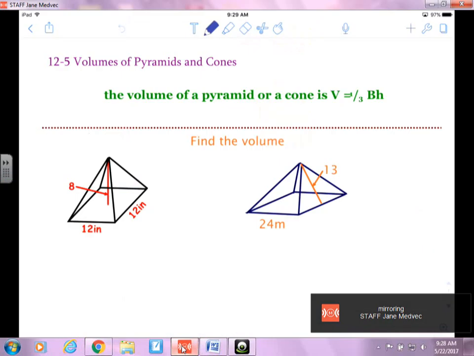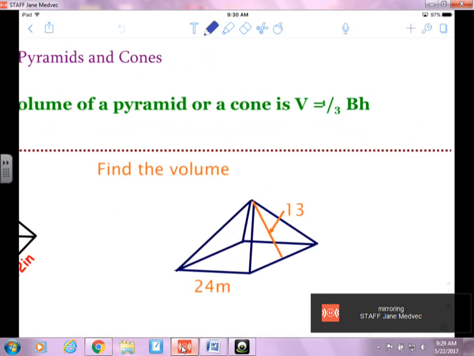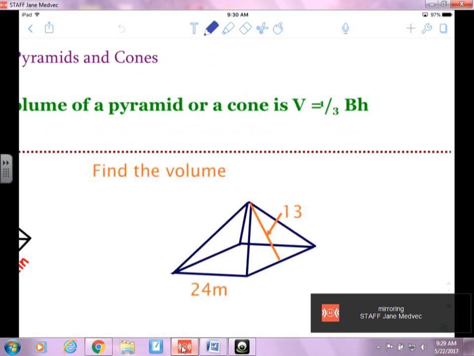So today what we're going to do is we're going to look at volumes of pyramids and cones. We've already covered 12.4, which was the volume of prisms and cylinders. You're going to notice that we have a different formula that we're going to be looking at today, and it's right here. The volume of a pyramid or a cone is 1/3 big B little h.